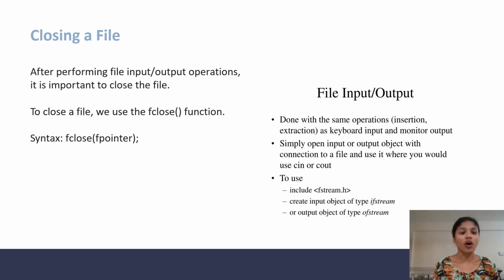Closing a file. After performing file input and output operations, it is important to close the file. To close a file, we can use the fclose function. Syntax: fclose, fpointer. File operations. You can perform four major operations on a file, either text or binary: creating a new file, opening a file, closing a file, and reading from and writing information to a file.